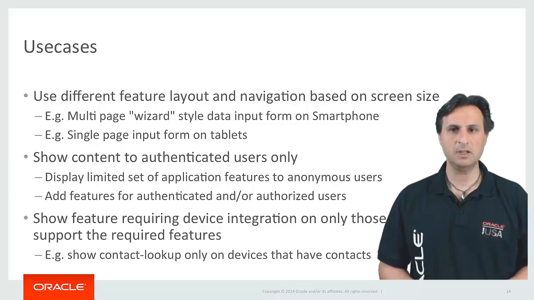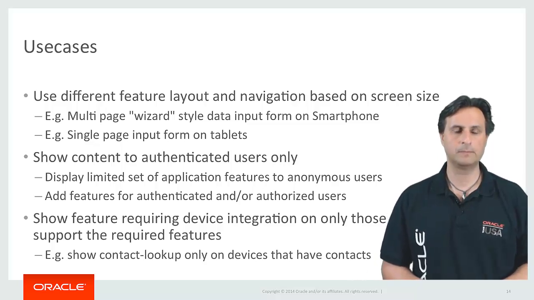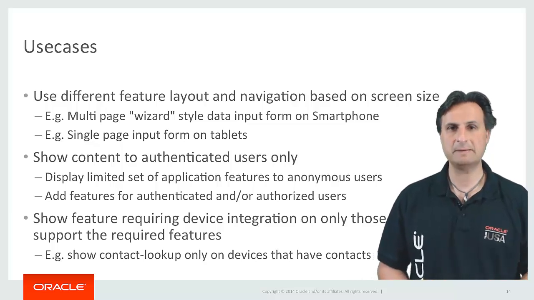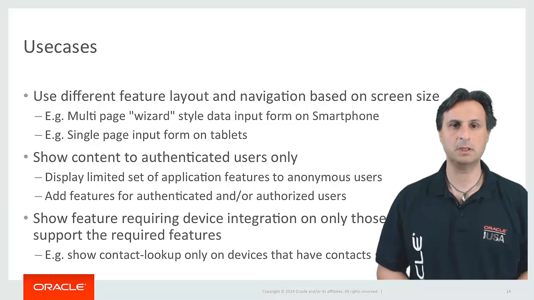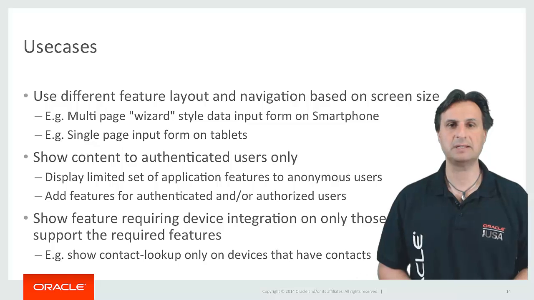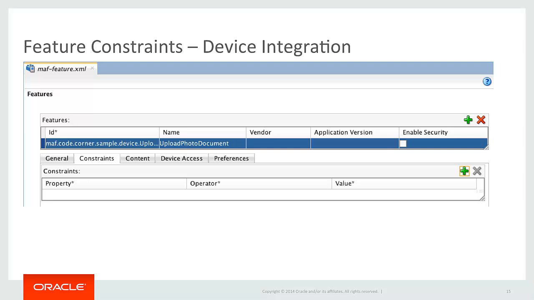And then I can also show some of the functionality dependent on what the device is providing. Now here's the contact lookup, but I mentioned the camera functionality already, so let's skip to the next slide. Here is a screenshot of the maf-feature.xml file, and this is where you design or define features, and the features then can be reused. And you can configure features, and one of the configurations is the constraint, which is basically saying when to show the feature and when to hide the feature.